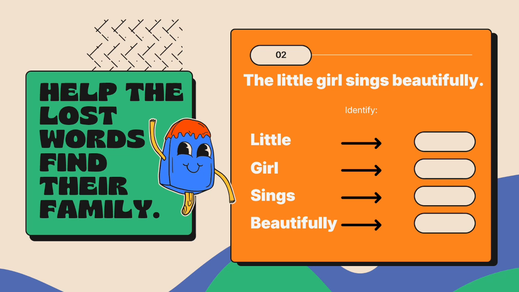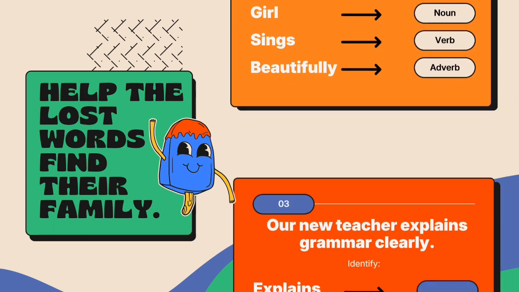Let's check. Little is the adjective. Girl is the noun. Sings is the verb. And beautifully is the adverb. Excellent! Now let's move on to the third exercise.